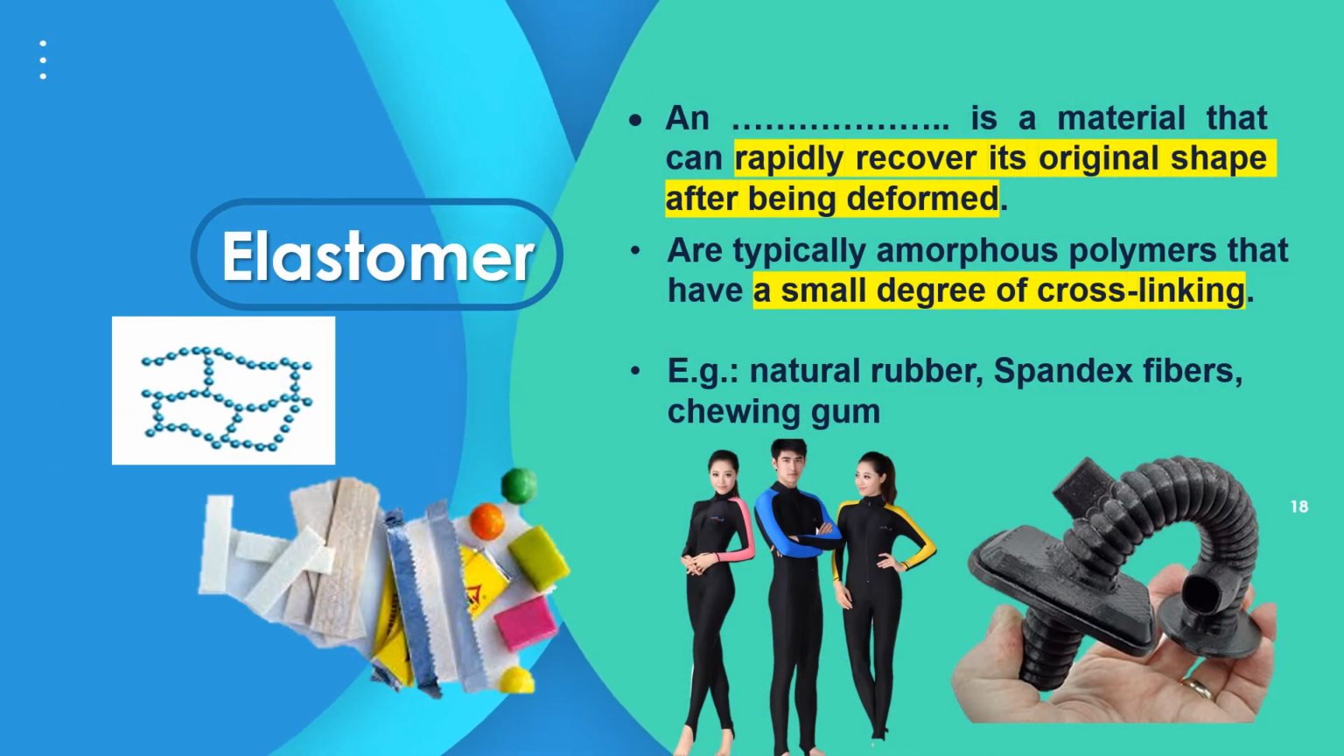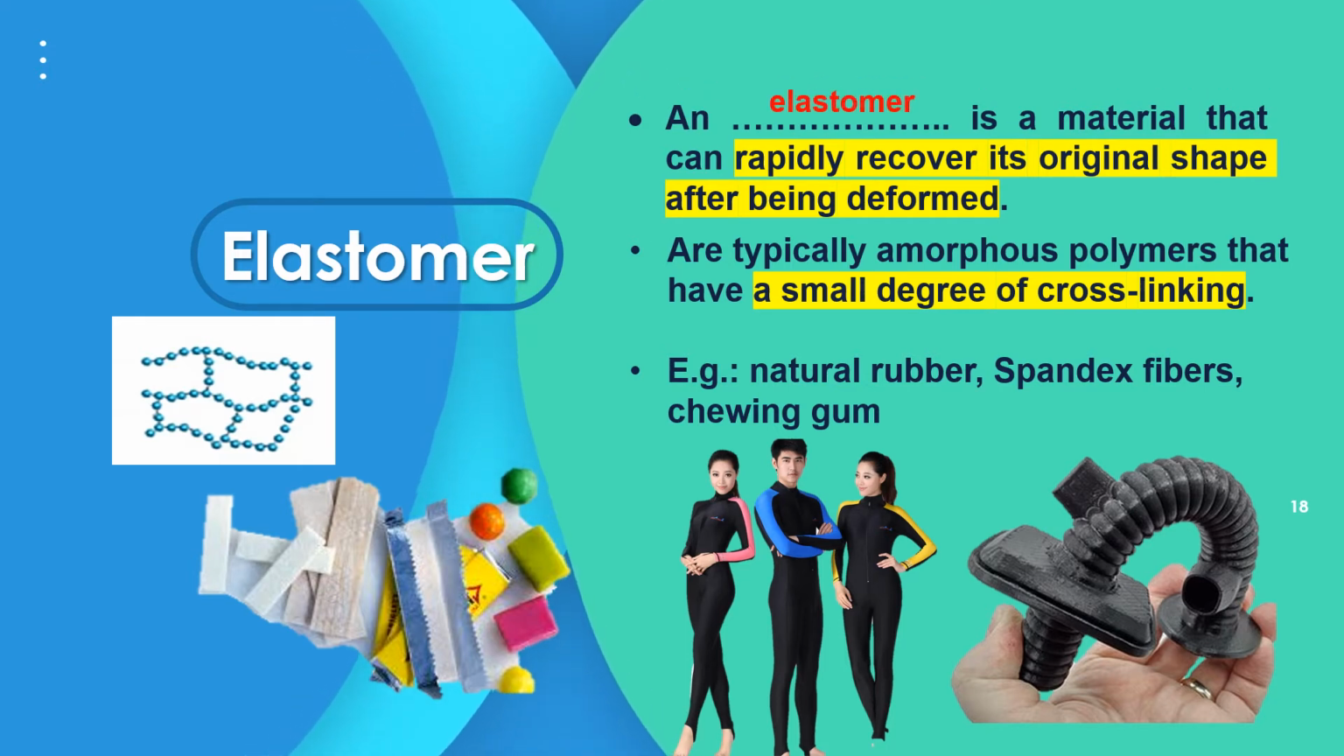An elastomer is a material that can rapidly recover its original shape after being deformed. They are typically amorphous polymers that have a small degree of cross-linking. Examples are natural rubber, spandex fibers, and chewing gum.